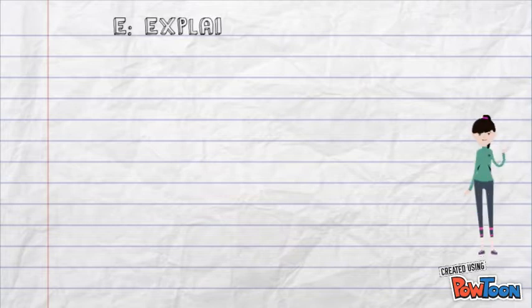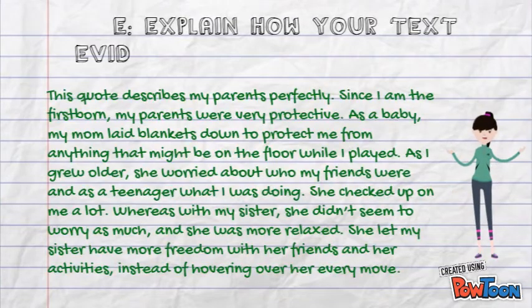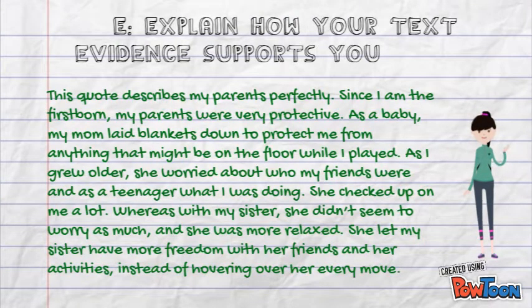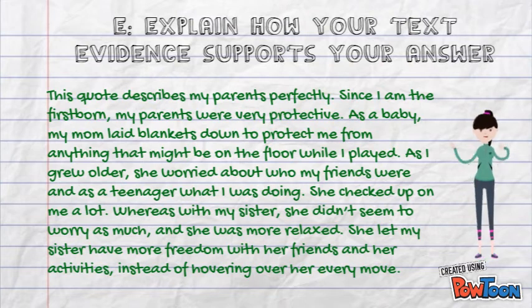The last thing we need to do in our ACE paragraph is explain how our text evidence supports our answer. Because this explanation is a little bit longer, I would go ahead and pause the video so that I could read the sentences all together. Your explanation doesn't always have to be this long, but I would shoot for a good 3 to 4 sentences.